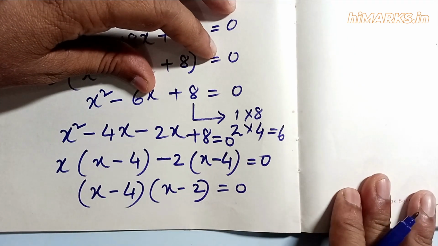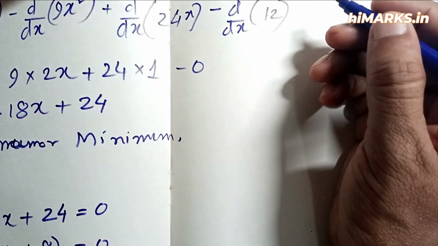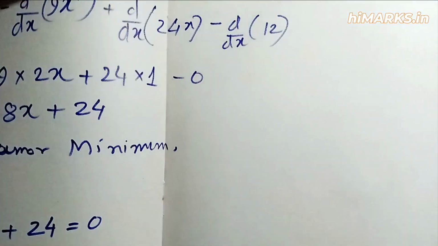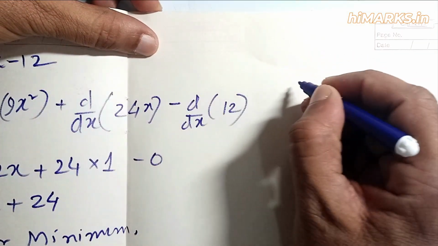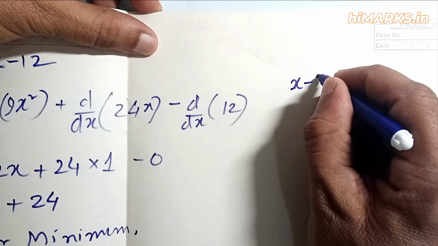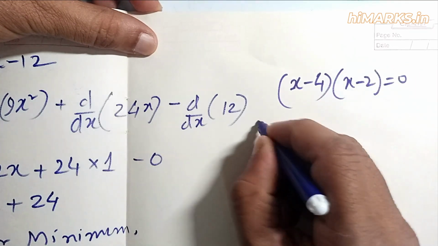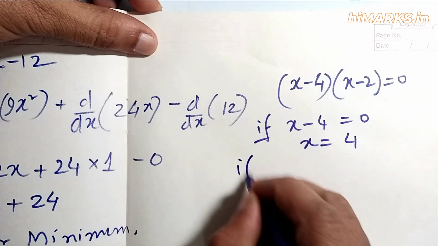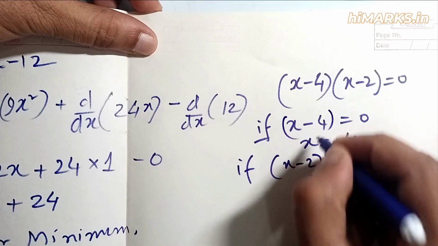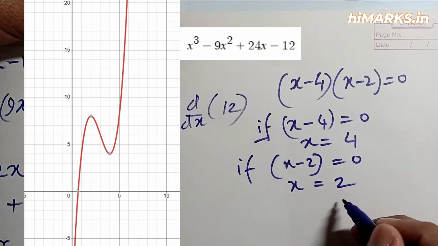is equal to 0. Now we know that, to solve this equation, either of them could be 0. So one is x minus 4 equal to 0 and the other is x minus 2 equal to 0. So if x minus 4 is 0, we get x equal to 4. For x minus 2, we get x equal to 2.